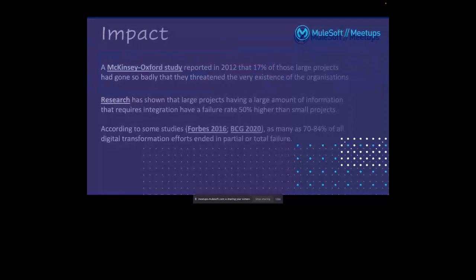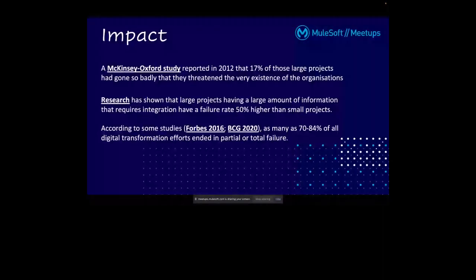Now I'll tell you the impact because of these design failures. Again, coming to the original topic in integration, people are not designing it well. That is the reason, which is reported. It's a McKinsey Oxford study, a real study, done and reported in 2012, that 70% of large projects have gone so badly that they threaten the very existence of the organization.